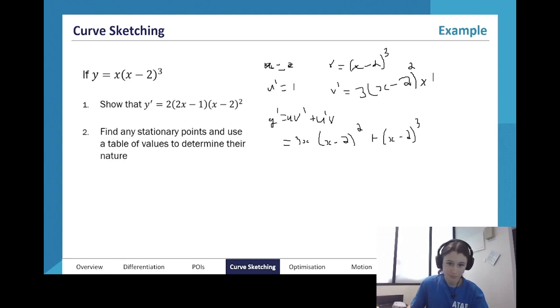Now, one more thing that I'd recommend to you guys is when you're going through your exam, if you're using a simple rule, such as the product rule, make sure you either write down a formula or just write down that you used the product rule if you don't need to write down the formula.